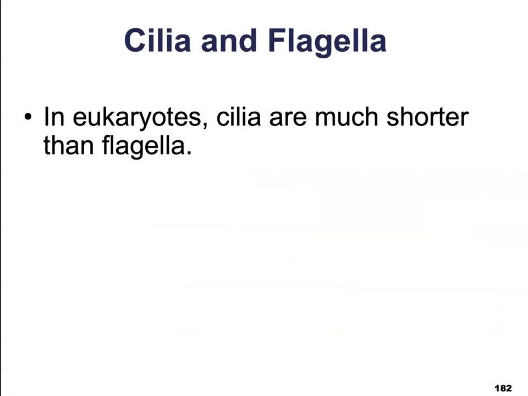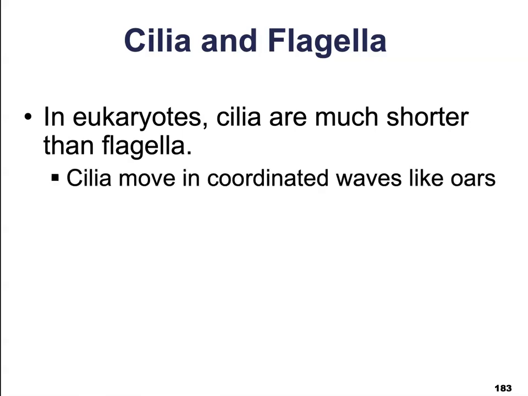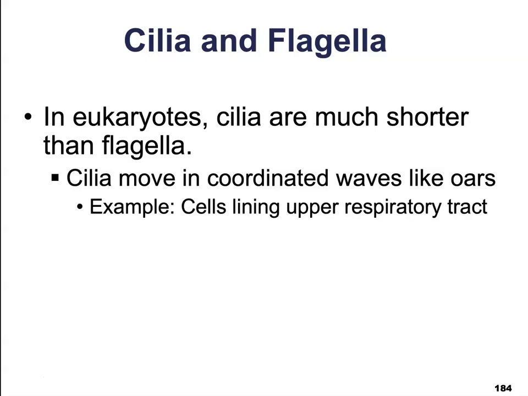Last thing we're going to mention is cilia and flagella. These are going to be external structures found on the outside of the cell. In eukaryotes, cilia are going to be much shorter than flagella. Both of these are going to be responsible for movement of the cell. Cilia are going to move in coordinated waves, kind of like the oars on a really big ship. They're all going to move in a series together.